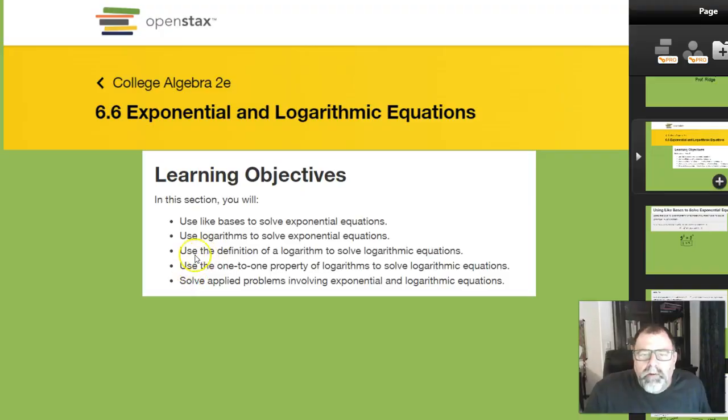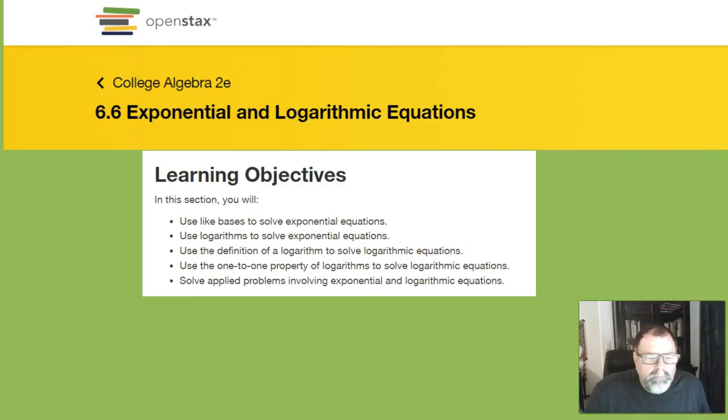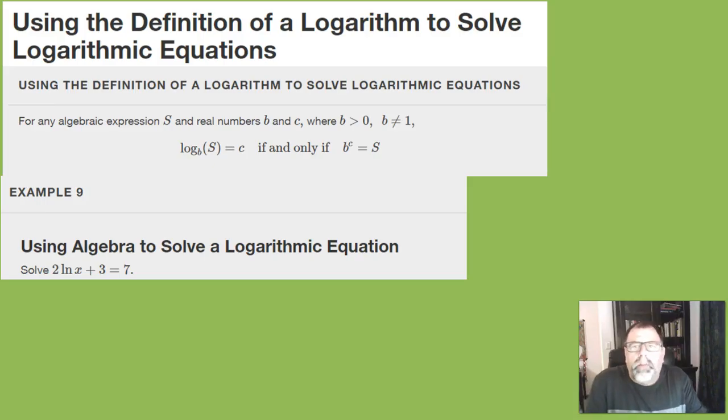Okay, on to the next learning objective. Use the definition of a logarithm to solve logarithmic equations. So the idea here is, the way I say it is, if you can write it as one log equals a number, then we can convert it to its exponential form, basically the definition of logarithm. So b to the c is equal to s. So we want to get it to one log equals a number.